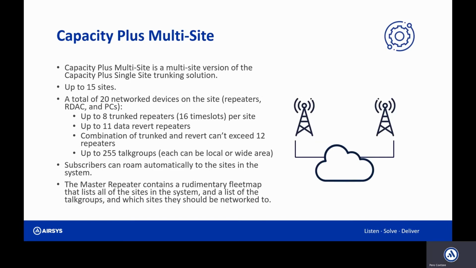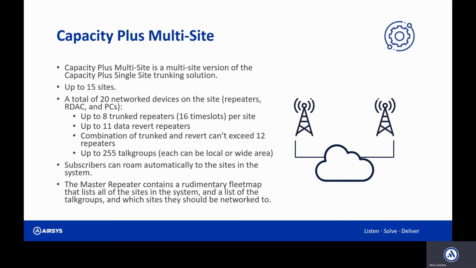So what is Capacity Plus multi-site? Capacity Plus multi-site is a multi-site version of Capacity Plus single site. So before, in Capacity Plus single site, you had one standalone site. With Capacity Plus multi-site, you can have multiple sites all networked together to give you a wide area network. And you can have up to 15 sites, just like in IP Site Connect. And within those 15 sites, you will have one master repeater on one of the sites, and all of the rest of the repeaters will be peer repeaters.